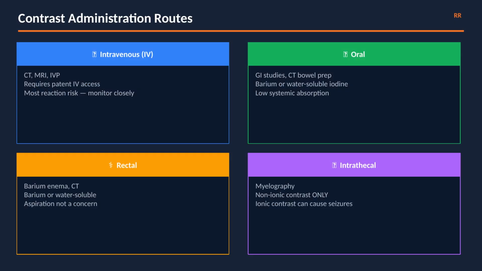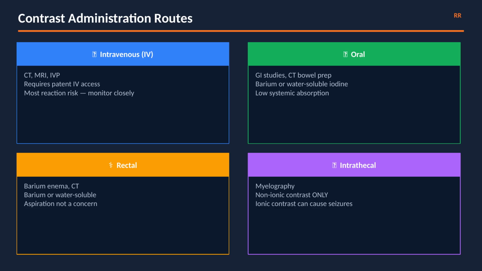Extravasation is the leakage of contrast from the vein into surrounding soft tissue. It happens. Know how to respond. Recognize it: burning, pain, swelling, or firmness at the IV site, mid-injection. Skin blanching is an early sign. Stop immediately. Do not slow the injection. Stop it. Remove the IV catheter.